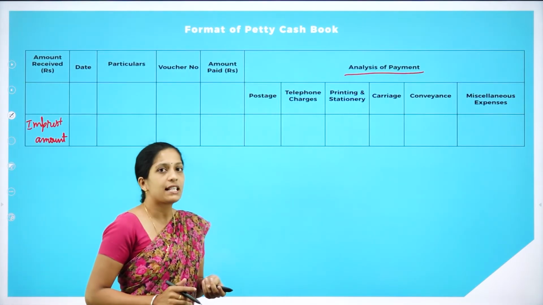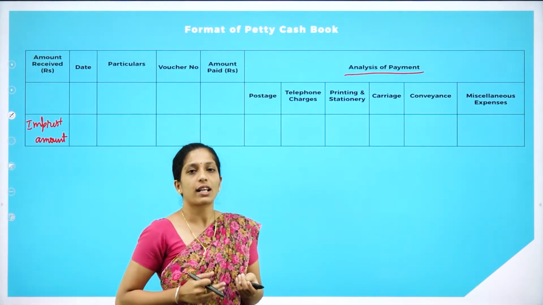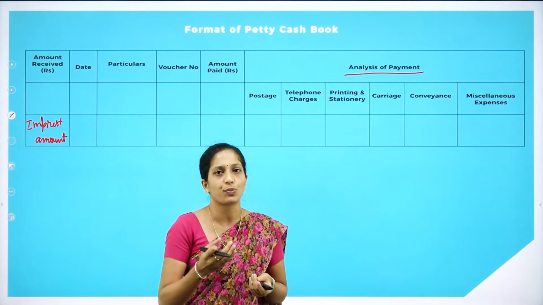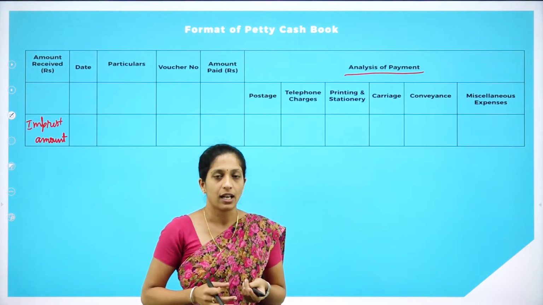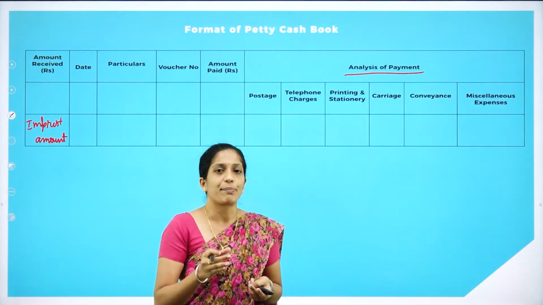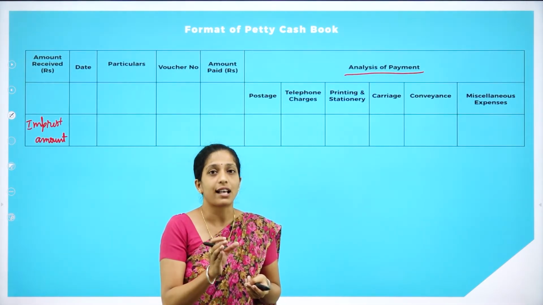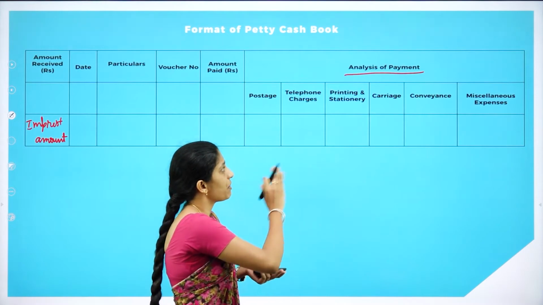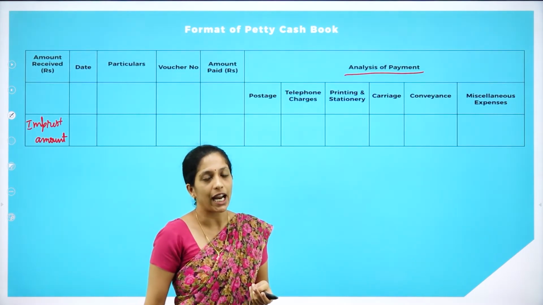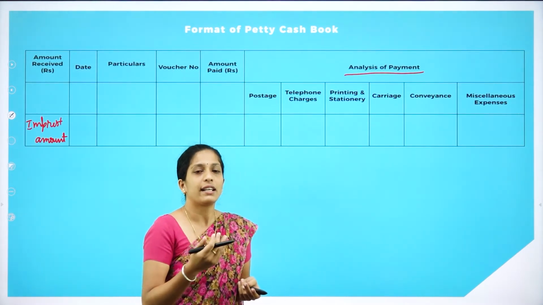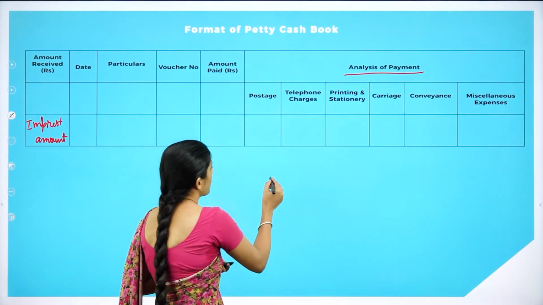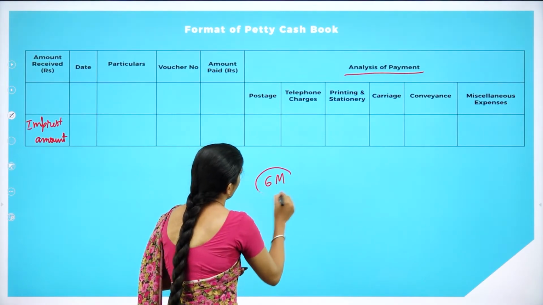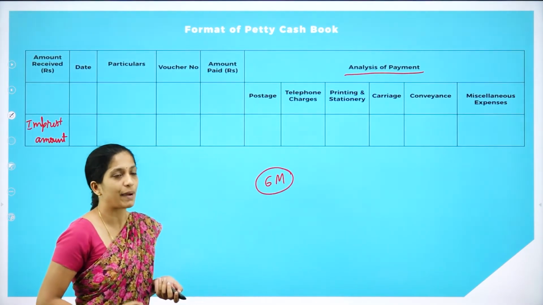Now what is this analysis of payment? As I told, in an organization a number of petty expenses take place. So it is quite difficult to record all the transactions one by one. So in order to reduce that burden, we have classified certain transactions under a certain group so that it will be easy to record in a petty cash book. So we will come to know clearly when you are going to solve a problem. And this is a very important 6 marks problem.